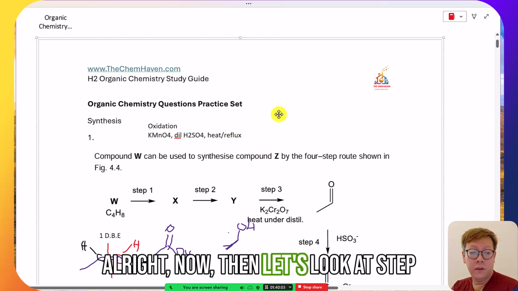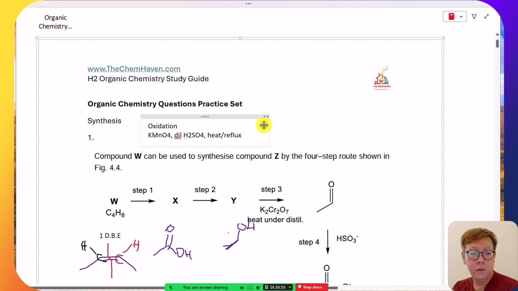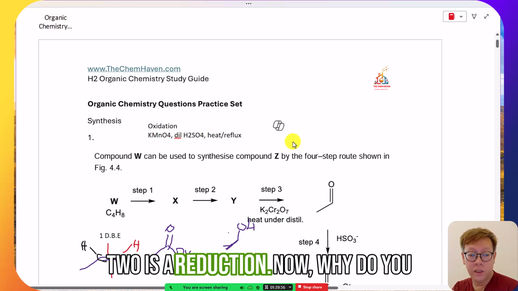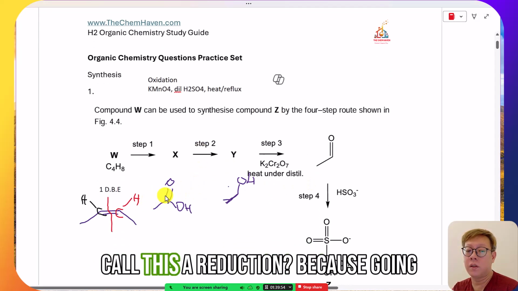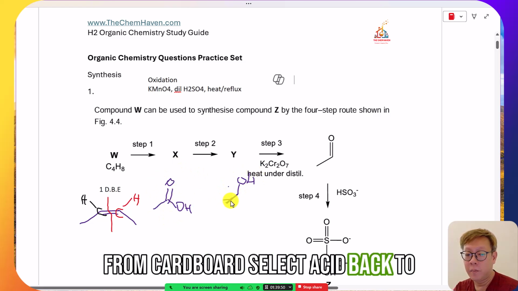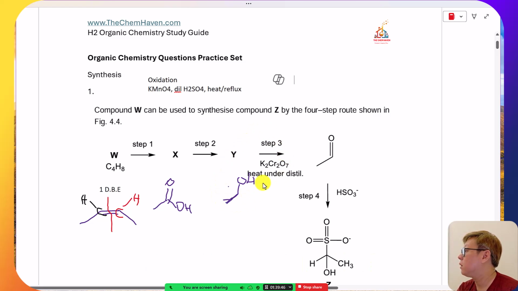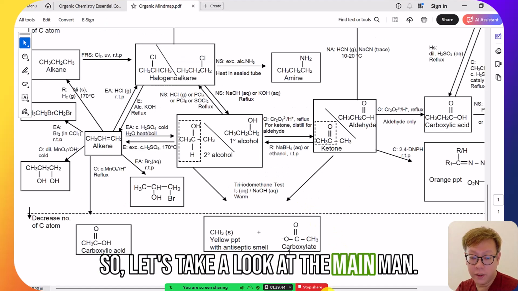Alright, now let's look at step 2. Step 2 is a reduction. Now, why do you call this a reduction? Because going from carboxylic acid back to primary alcohol is called a reduction. So let's take a look at the mind map.